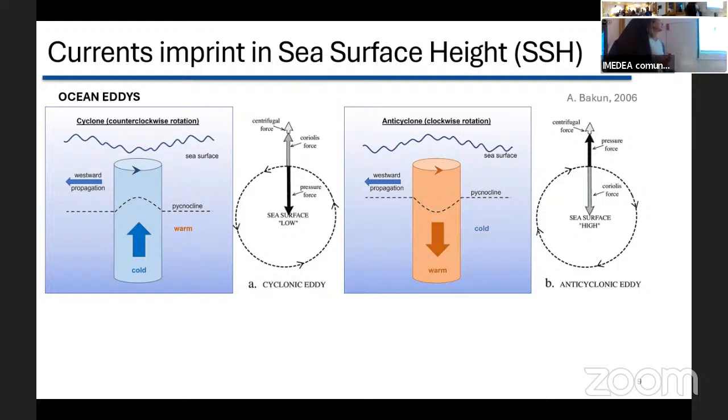The first one are the cyclonic eddies, which rotate counterclockwise, and it's characterized by this low here, this depression in the sea surface, and also by this upwelling of colder, deeper, and usually richer in nutrient water. And the anticyclonic is the opposite. It has a clockwise rotation, and it's characterized by this downwelling and also by this high in the sea surface, and also this bowl shape of the isopycnals.